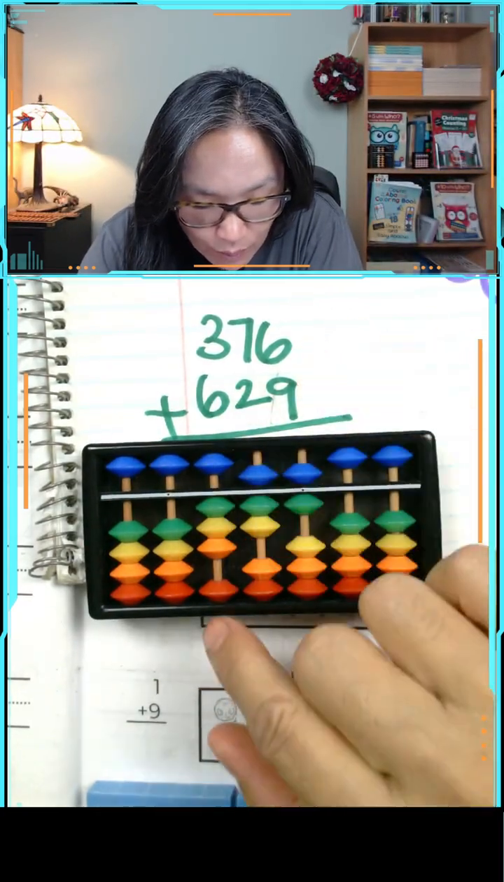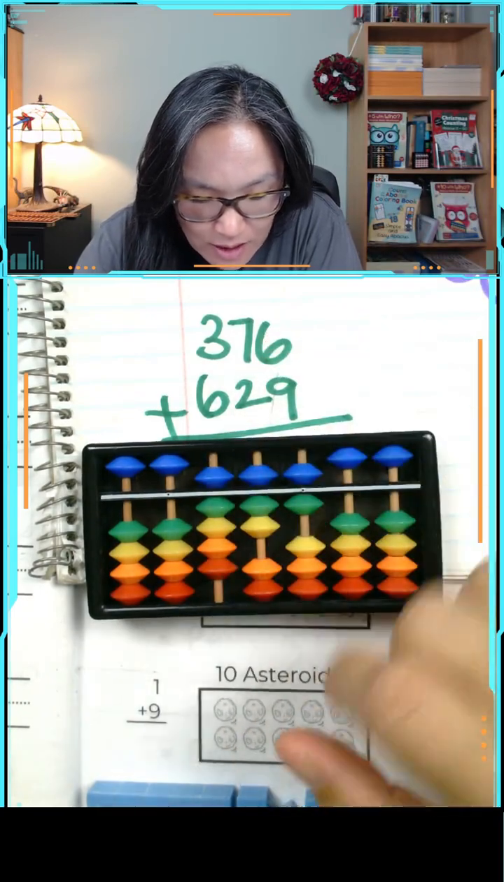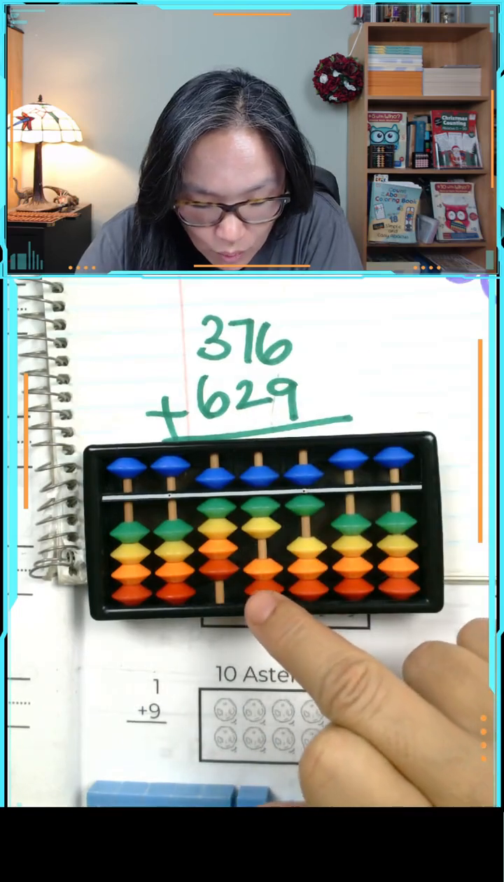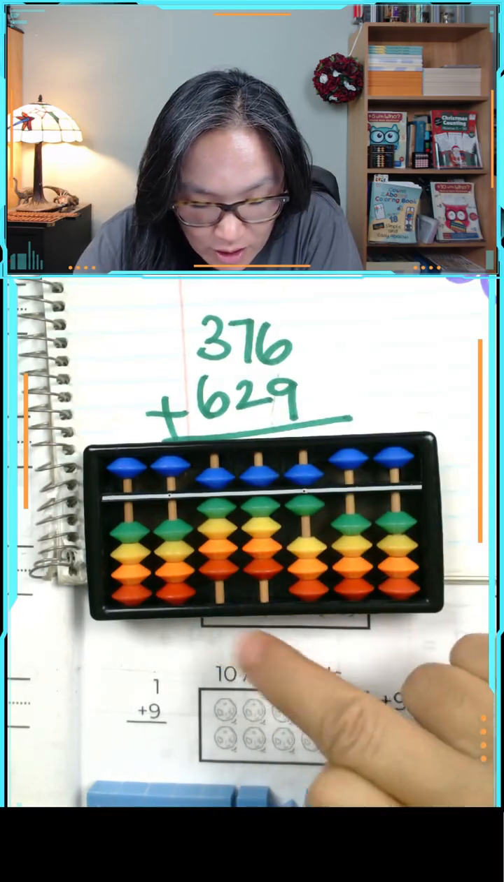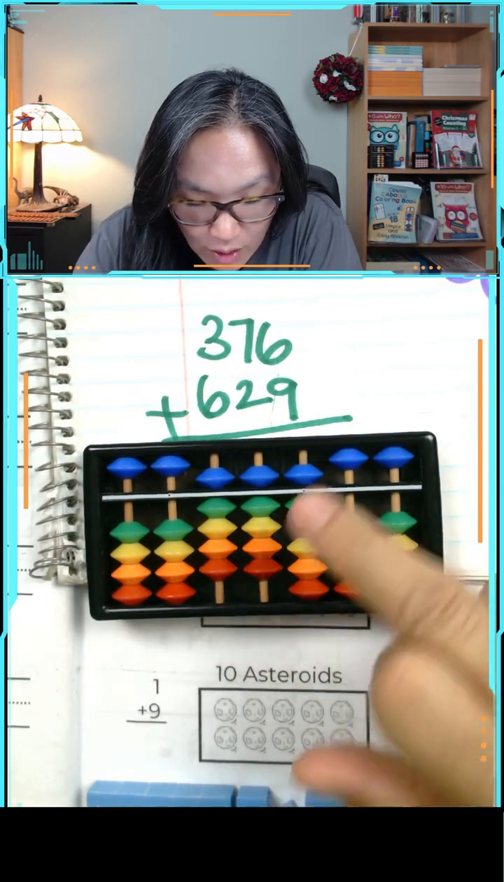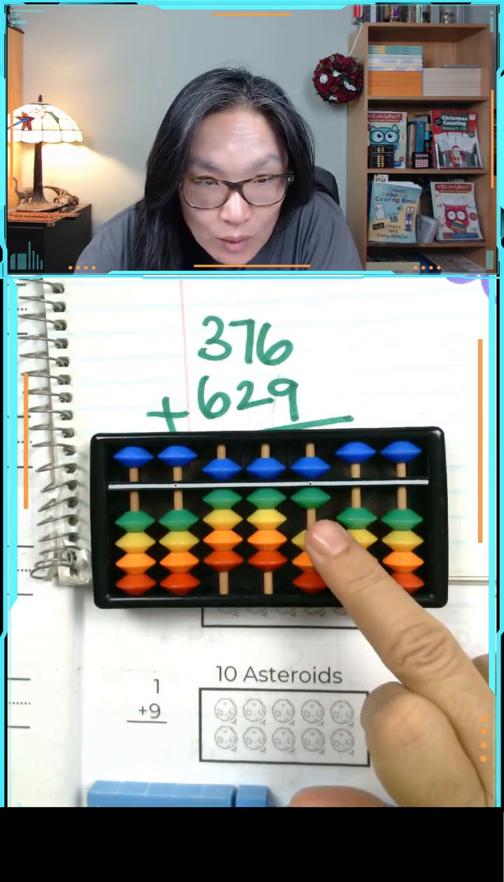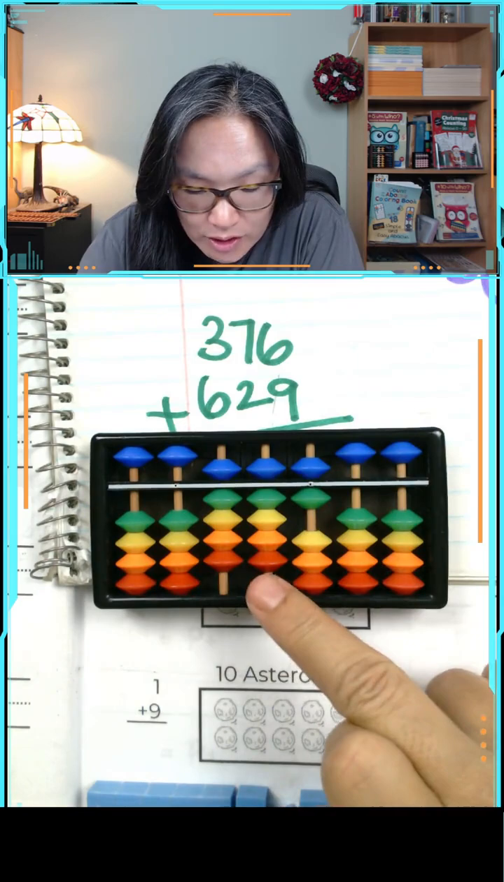We have 1 bead on top, 1 bead on bottom. We're going to add the 6. We want to add the 2. Plus the 2, 1, 2, to the 7. So we're going to continue on. We want to add the 9. Where are we going to add the 9? We're going to add the 9 at the ones column because it's 629.